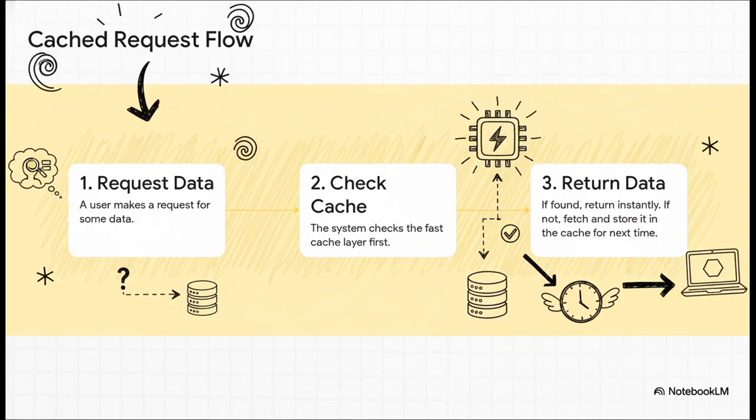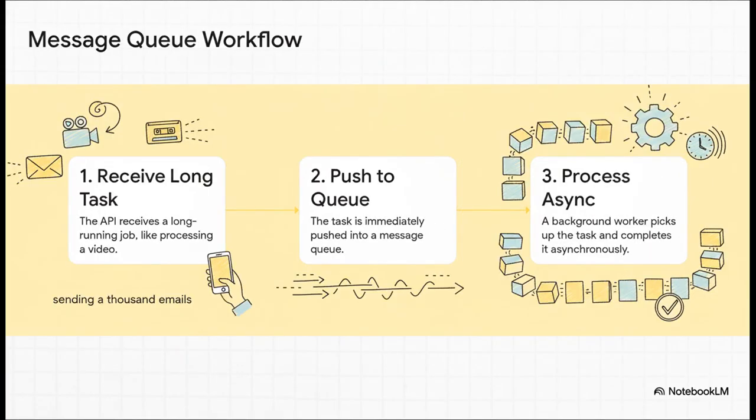No database needed. But what about jobs that are just naturally slow, like processing a huge video file or sending out thousands of emails? You can't just make the user sit there staring at a loading spinner. So instead, you use a message queue. Your API gets the request, immediately puts the job onto a to-do list, the queue, and tells the user, got it. Then, some other process, a background worker, comes along, picks that job off the list, and does the heavy lifting without the user ever having to wait.